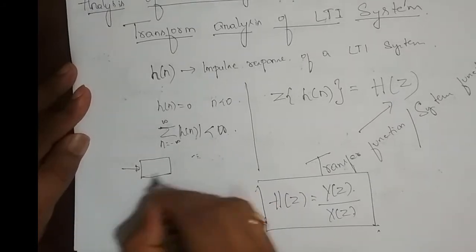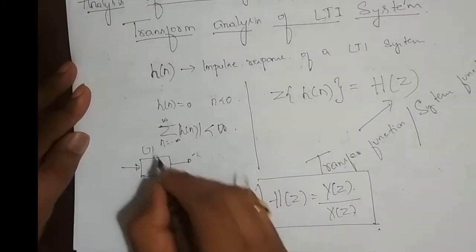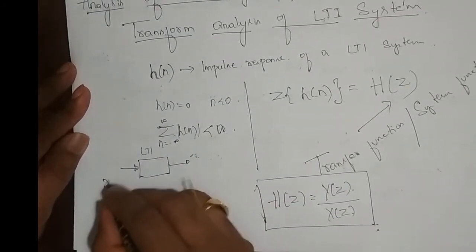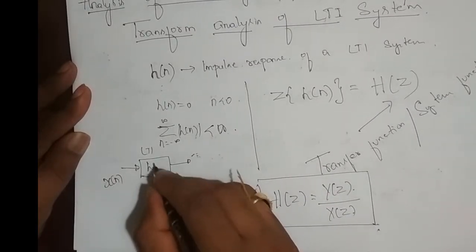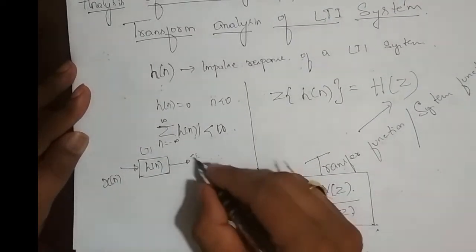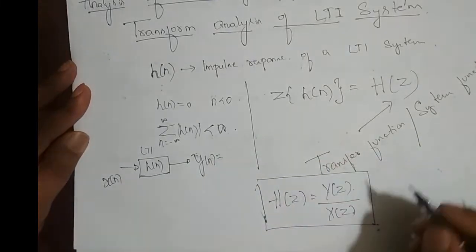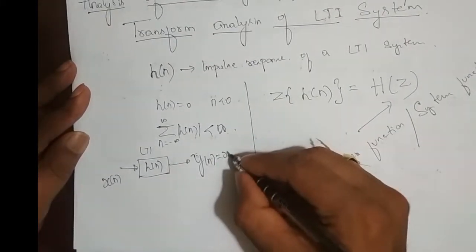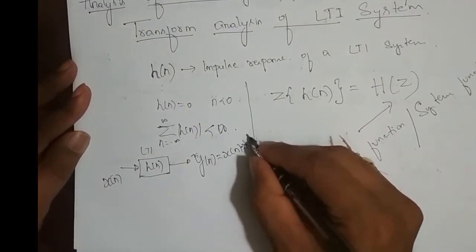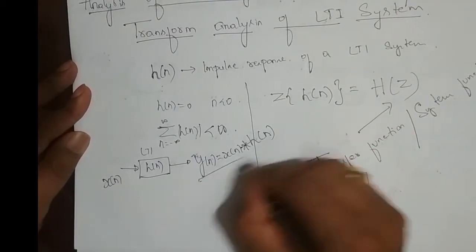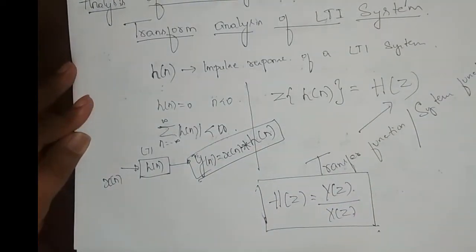Okay, one more thing. So in time domain, if I have an LTI system, input to the system is x of n and impulse response is h of n. What is the output y of n? Output y of n is what? It is input signal convolved with impulse response h of n, right? So this is in time domain.